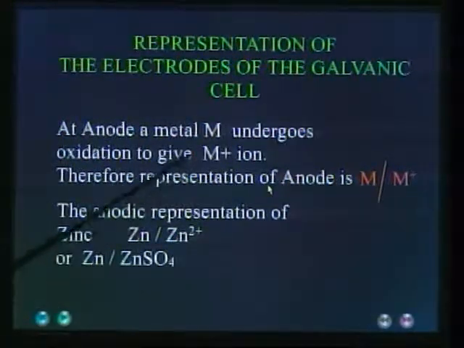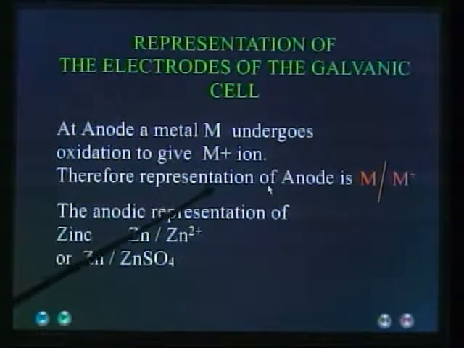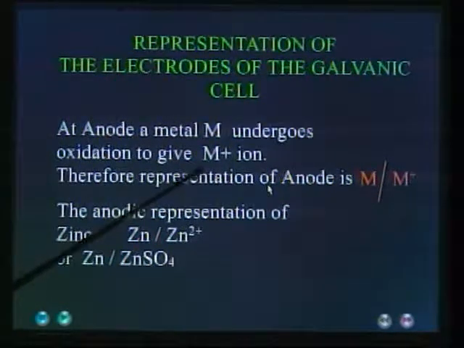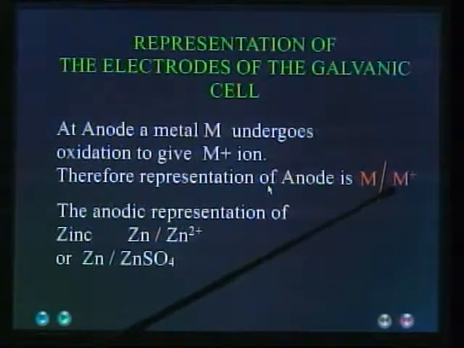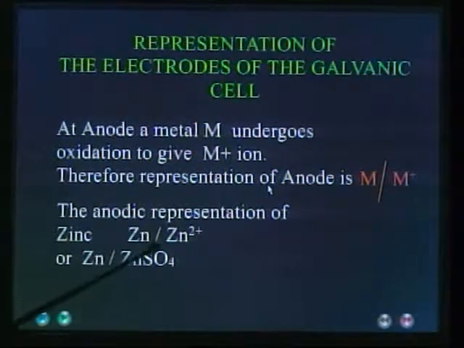In the anode, a metal undergoes oxidation to give M plus ion. Therefore, this anode is represented as M oblique M plus. For example, when zinc is present in zinc sulfate solution, and zinc is acting as anode and undergoing oxidation, the representation is zinc oblique zinc 2 plus in terms of ions, or zinc oblique ZnSO4 in terms of molecules.